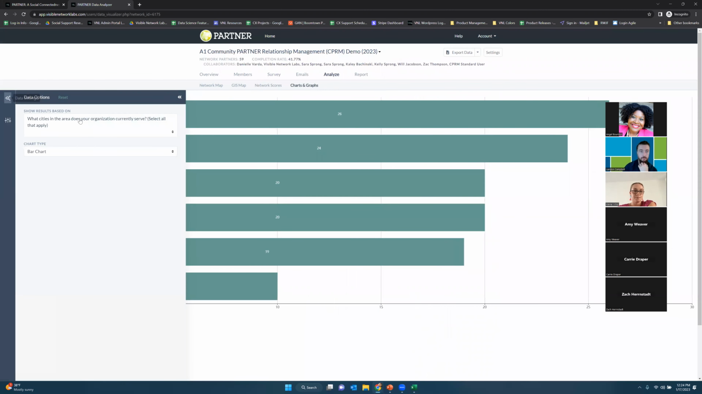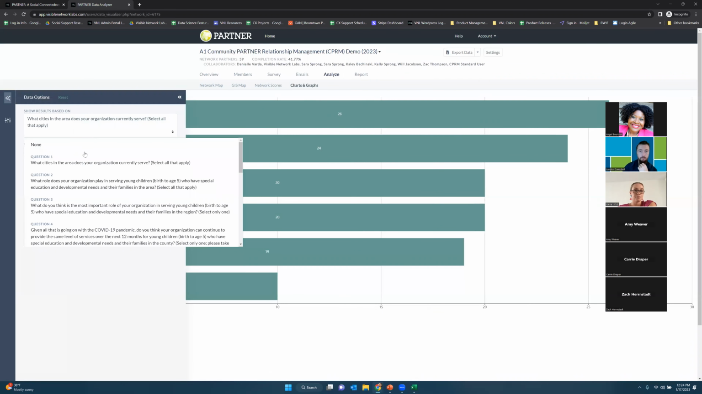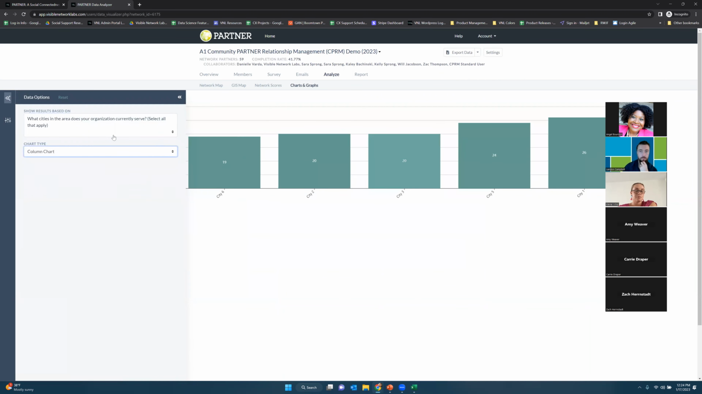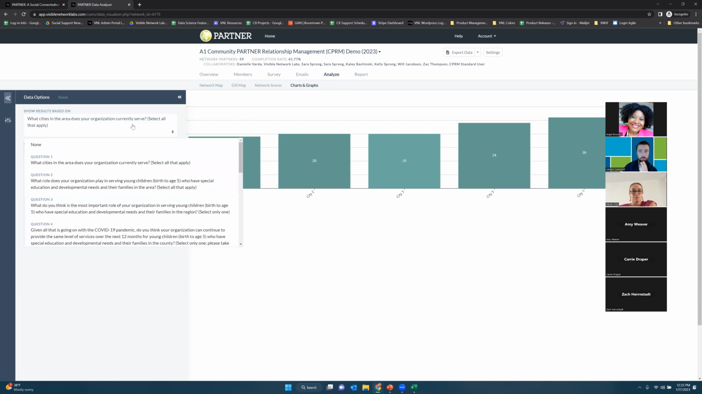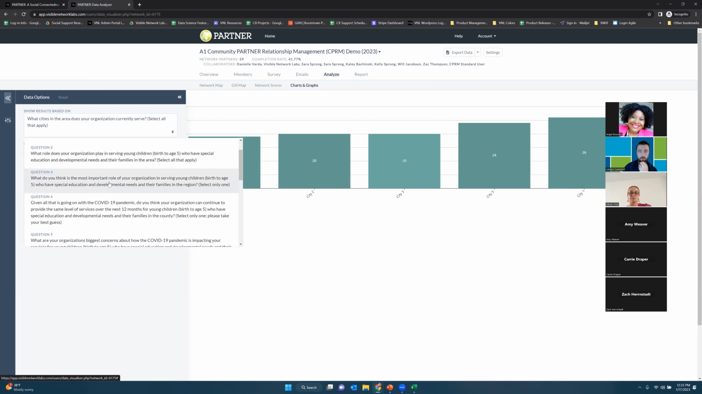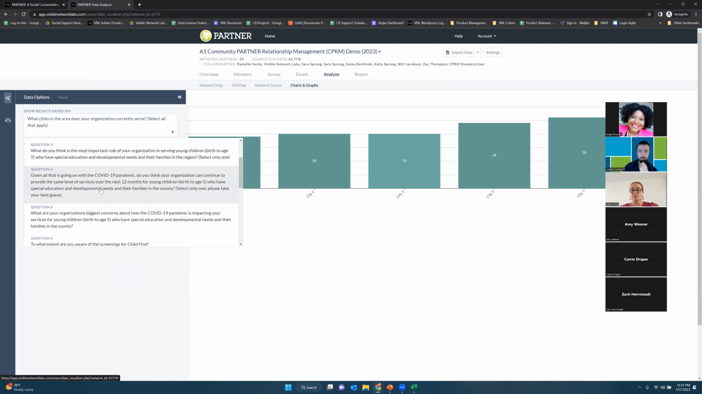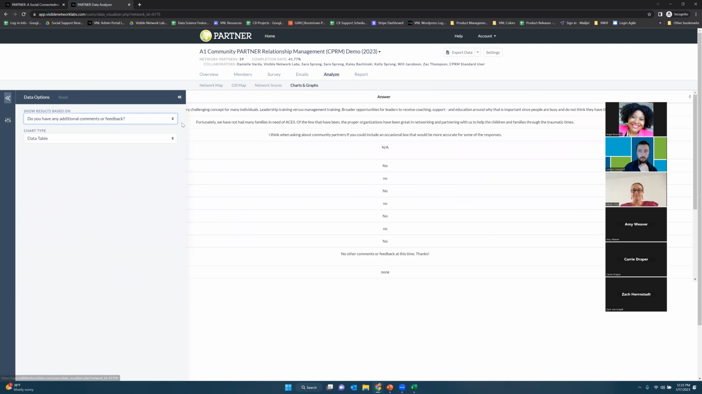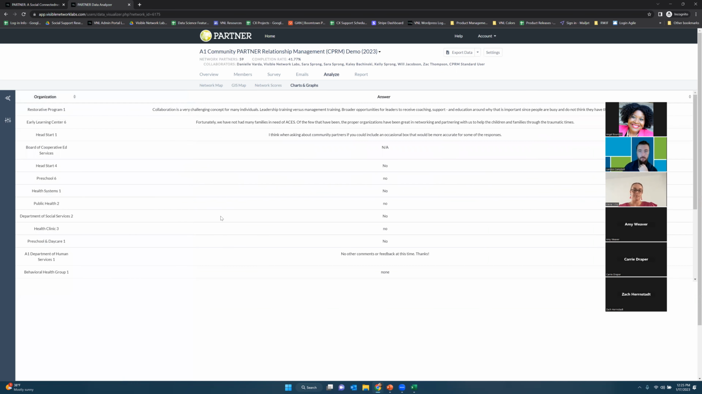Any of those non-relational or open-ended questions will show up here. You can select to show it as a bar chart, pie chart. We are currently working on updates to our analyzer, so the bar charts and things will be a little bit more fun, and we'll be able to bring in attributes at a later date too, which we're really excited about. But again, you can see the open-ended questions here.